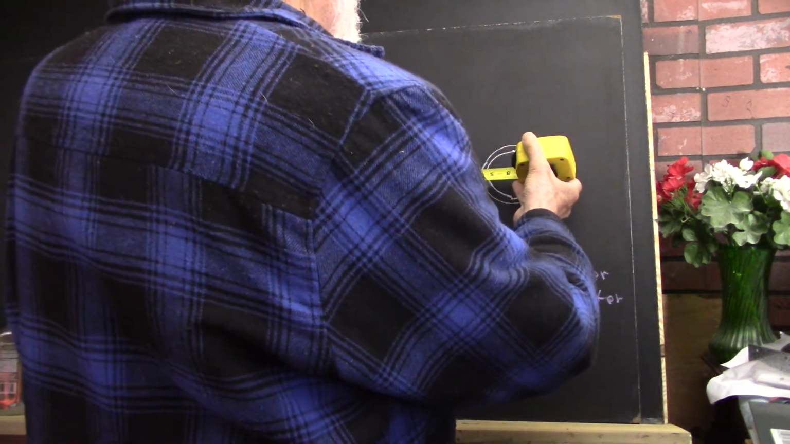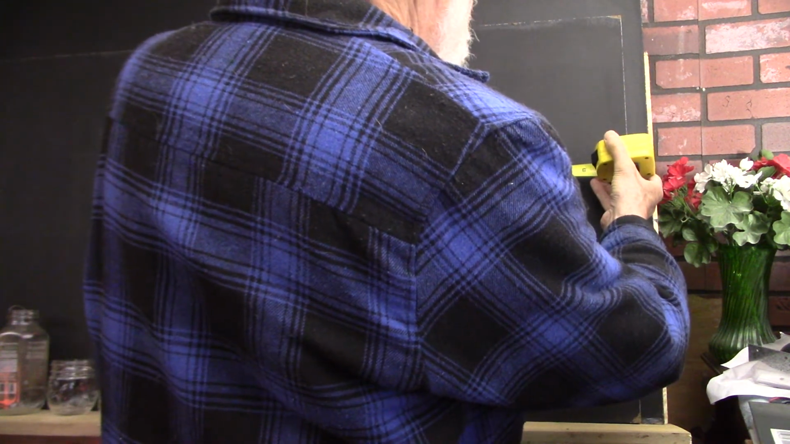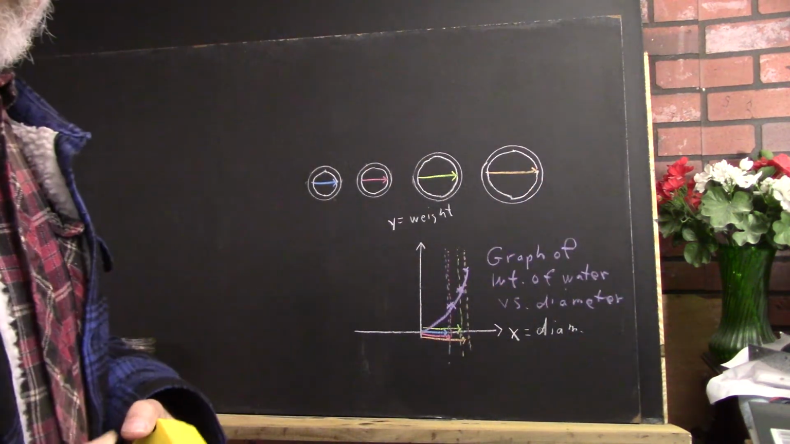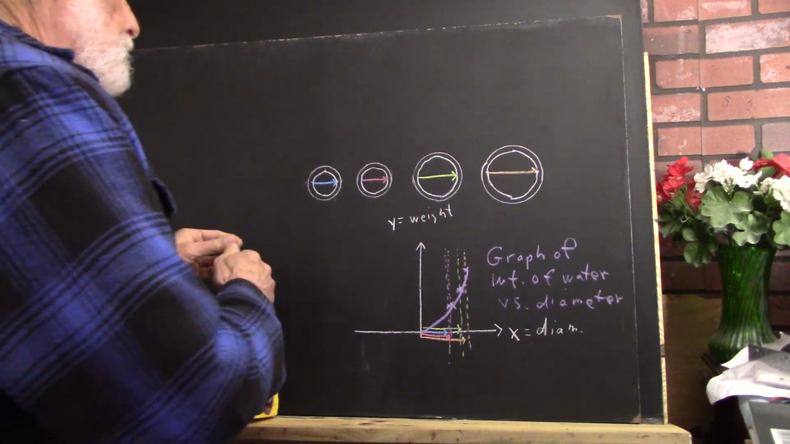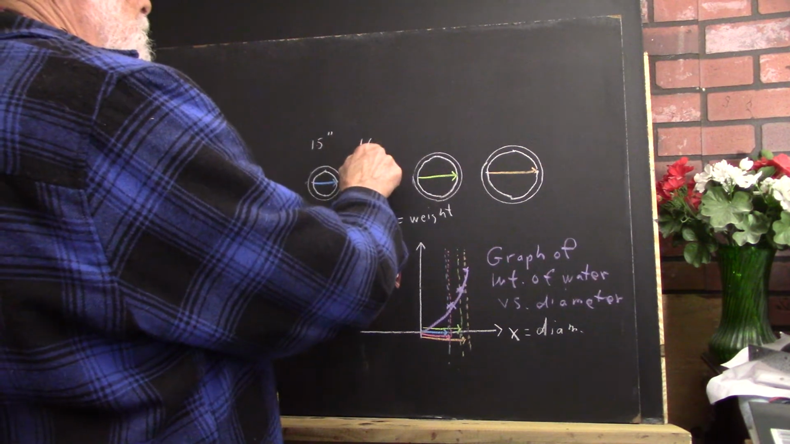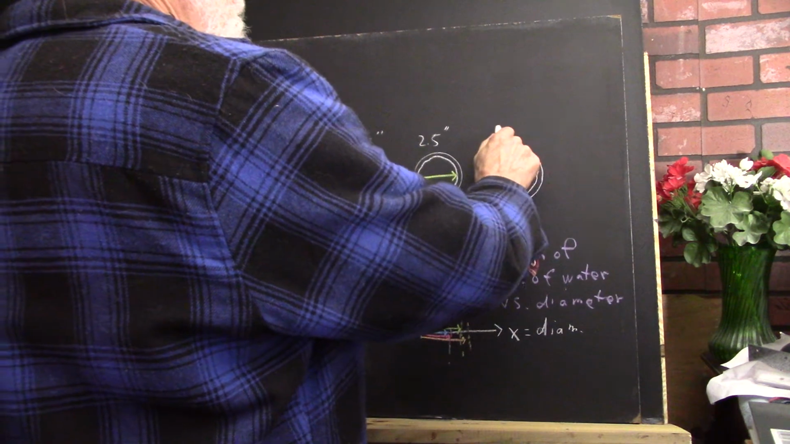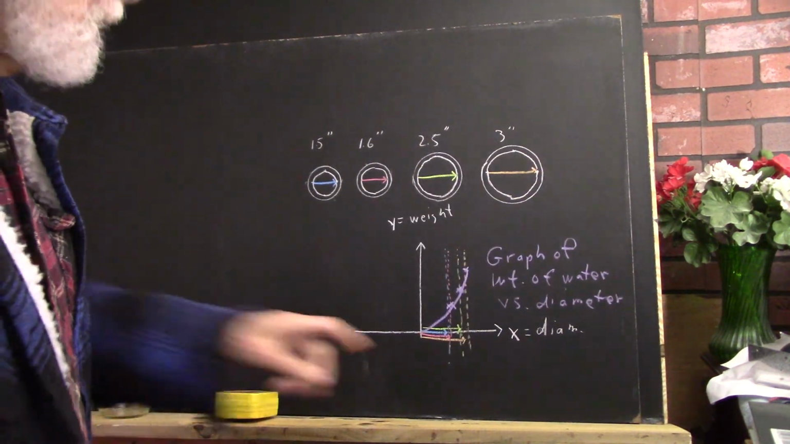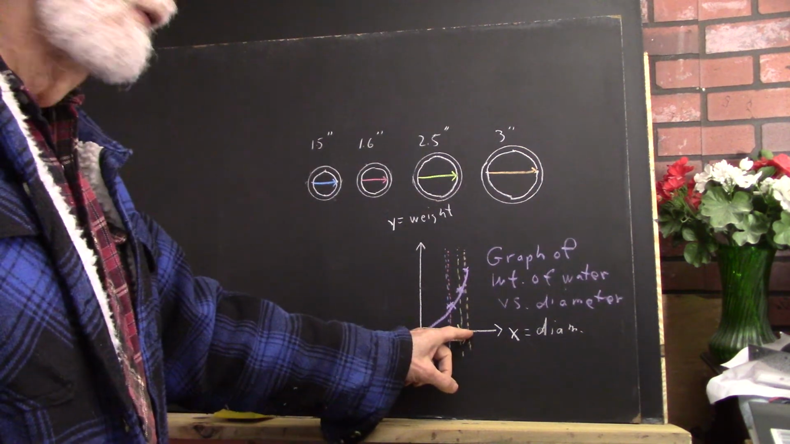Now the inner diameter here looks to be about 2.5 inches, and here it seems to be about 3 inches. Okay? So we could say that this is 1.5 inches, 1.6 inches, 2.5 inches, and 3 inches. So now we would know what x coordinates to use here. We'd have a 1.5 here and a 3 here.